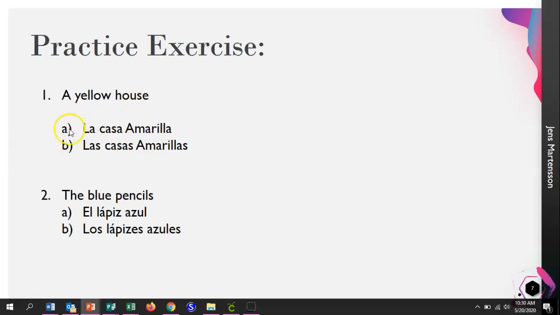If you said A, that is correct because this is actually not plural. We're only talking about one house. Now, let's talk about A, la casa. Feminine, la casa, singular. All right, I'm going to give you a few minutes to do number 2 by yourself, and then I'll give you the answer.